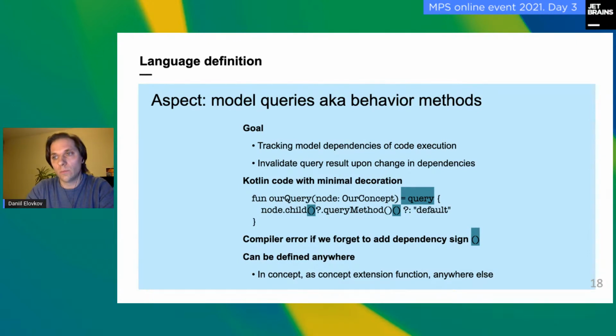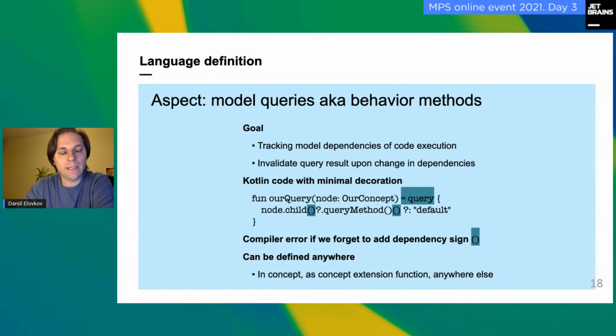It's important to understand that it's necessary to have some kind of such mechanism, because for the editor to work, for example, the editor has to re-highlight stuff when something changes. So how do we go about it? How do we define these query functions?